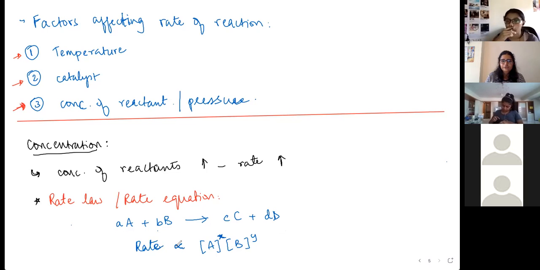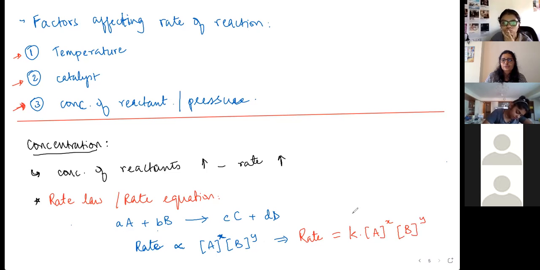Or if you want to take away the proportional sign, what can you write this as? Rate equal to. So if I want to take away the proportional sign, make it into an equality, how should I modify this? Just add a constant. Correct. So let that constant be K. It's K into [A], concentration of A raised to the power x, concentration of B raised to the power y. So this K is called the rate constant.